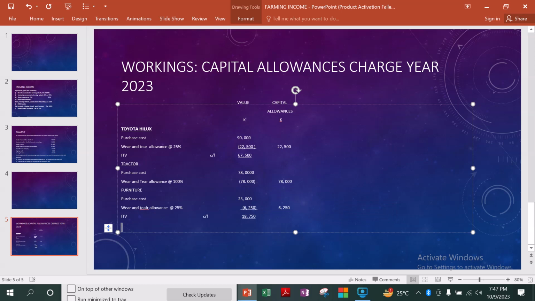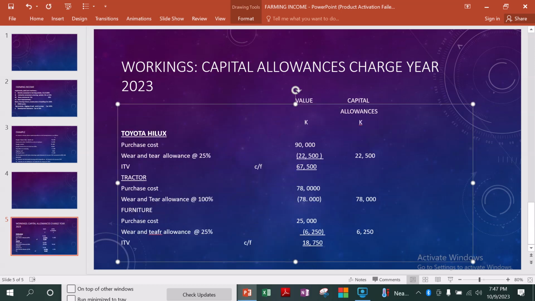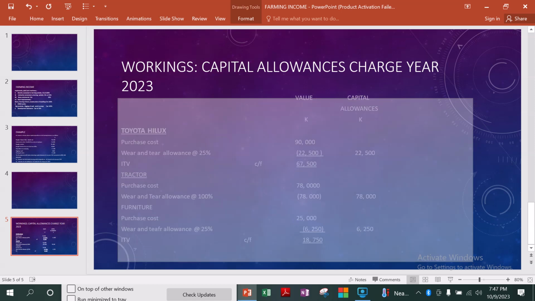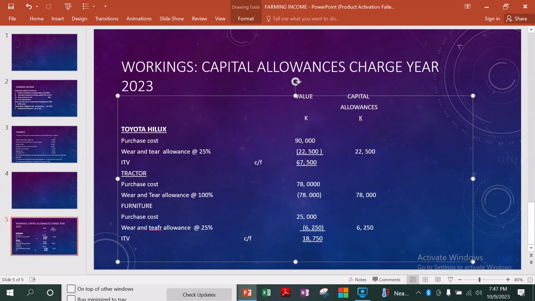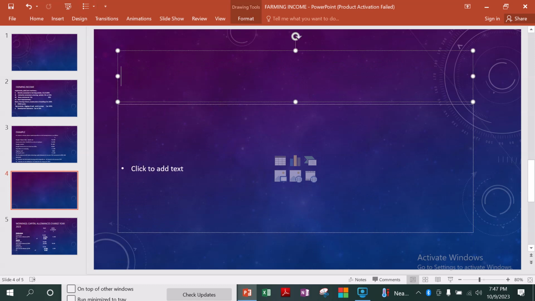So now what do we have? We are done with the usual capital allowances. We go look at the other capital allowances, which are two types: farm improvements and farm works. So let me just look at this one. We say farm improvements.